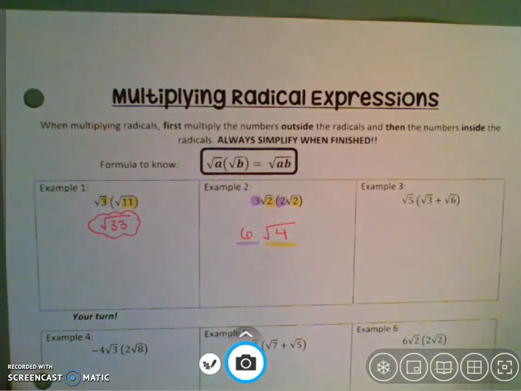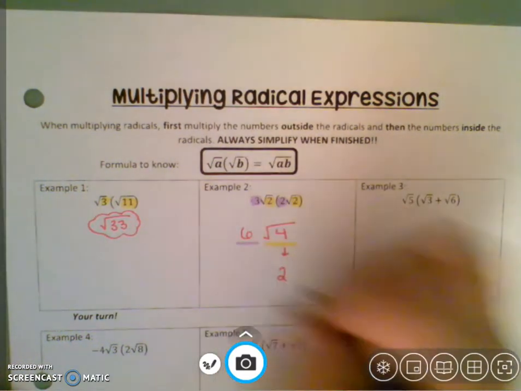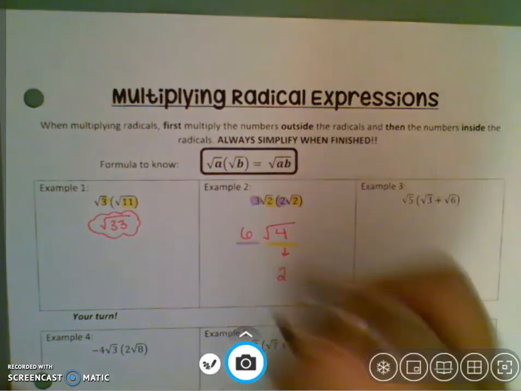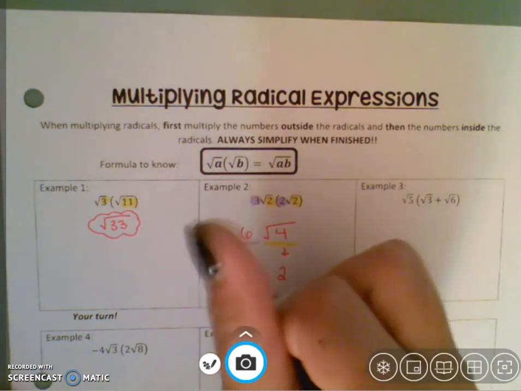However, though, you need to know your perfect squares because square root of 4 is a perfect square. That becomes just a 2. No more house. The square root of 4 is just 2. So then this is 6 times 2, making it a 12.